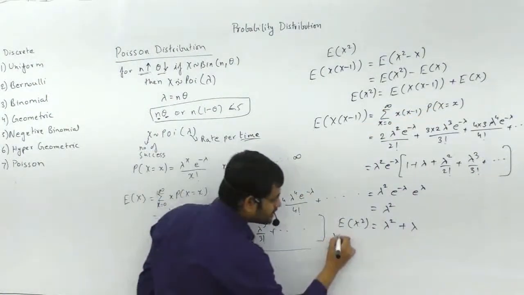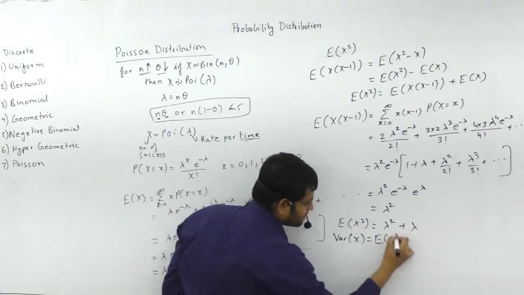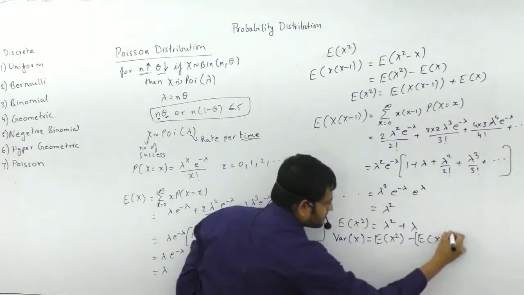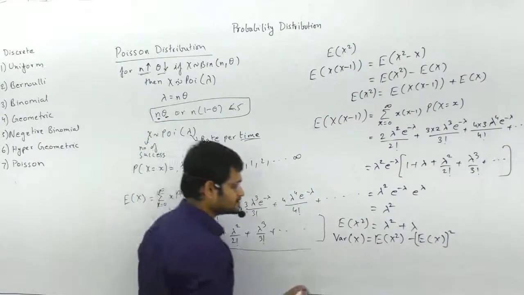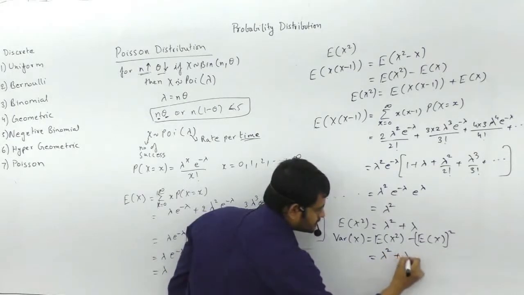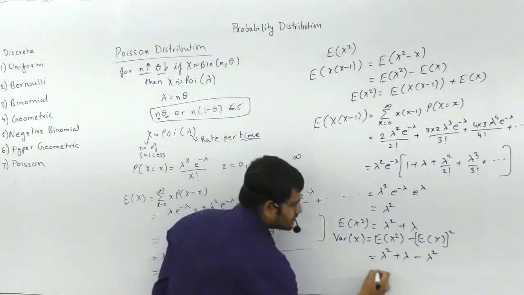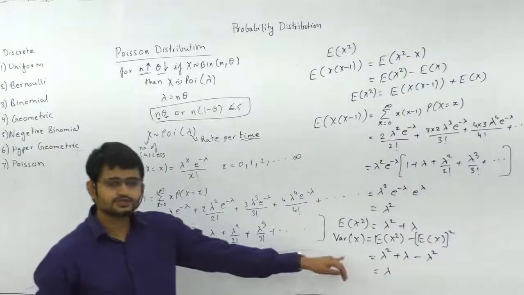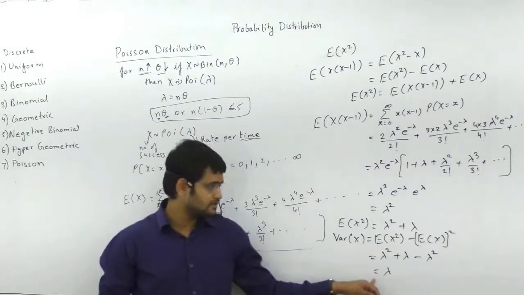And what would be our variance? Variance would be the expected value of x square minus the expected value of x the whole square. That is lambda square plus lambda minus lambda square, that is nothing but lambda. So for a Poisson distribution, the variance is equal to its expected value.